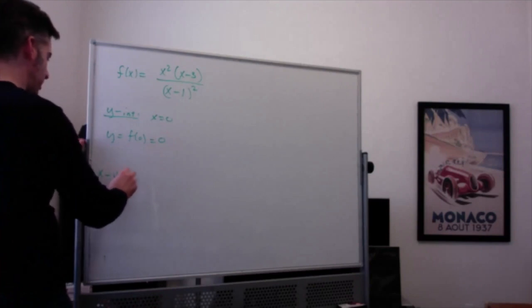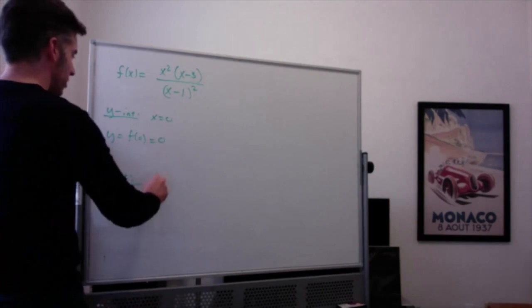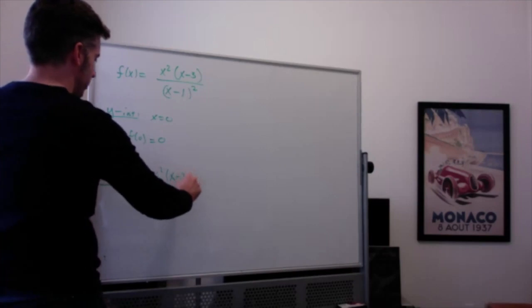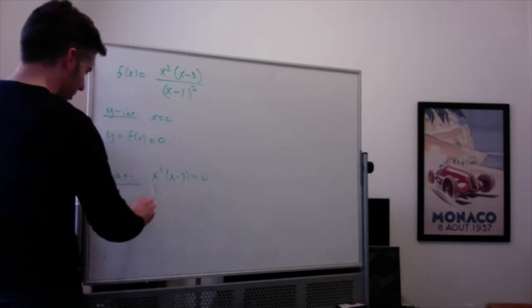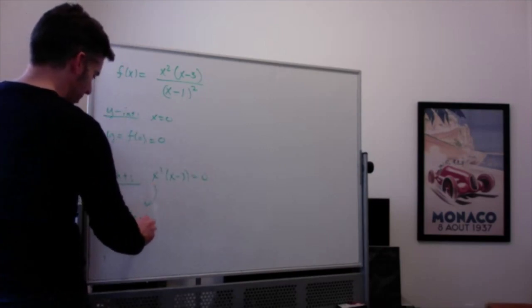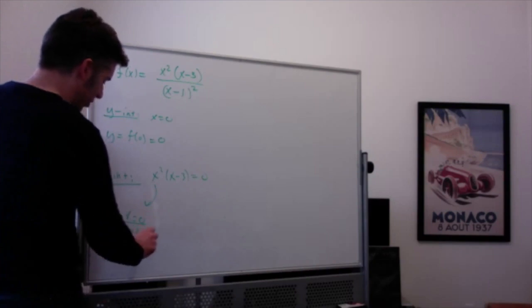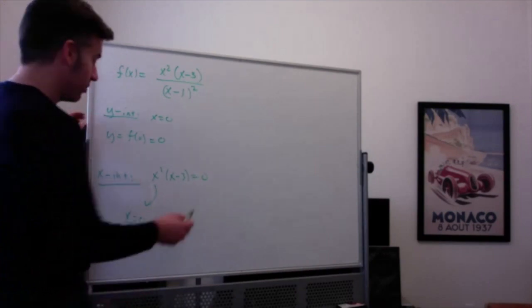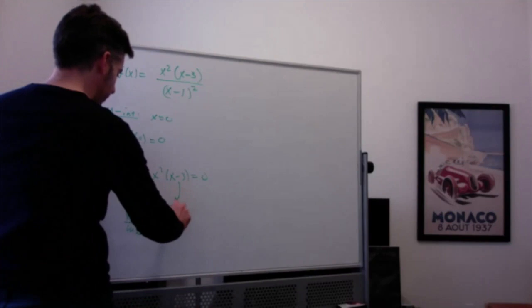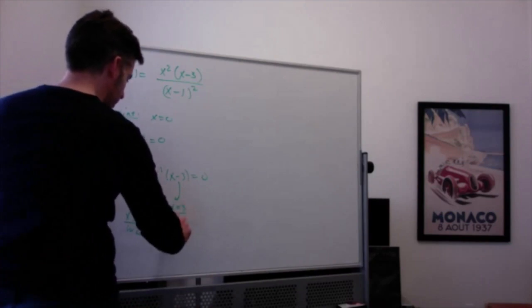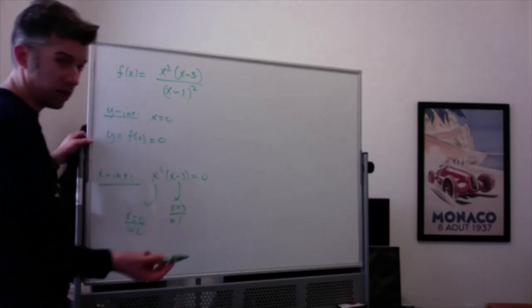X-intercepts, we're setting the top equal to 0. So x squared times x minus 3 equals 0. We already know x equals 0 is going to be one of them, with a multiplicity of 2, which means we're going to bounce. We also are going to get x equal to positive 3, with a multiplicity of 1, which means we're going to cross.